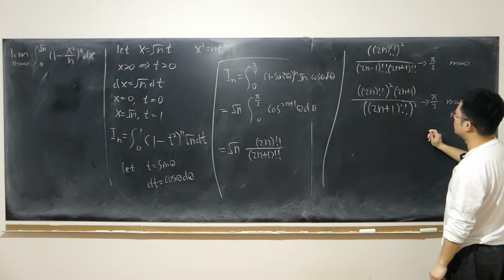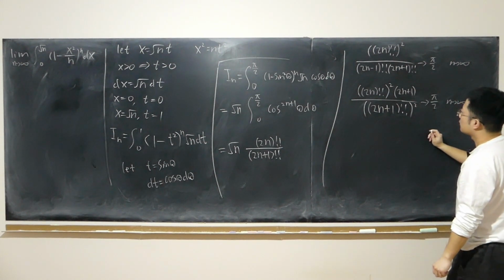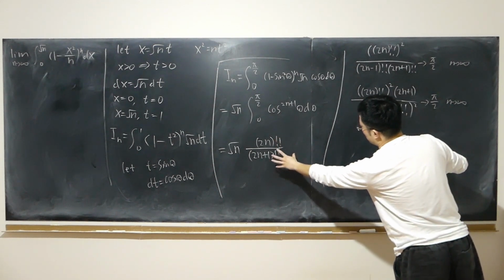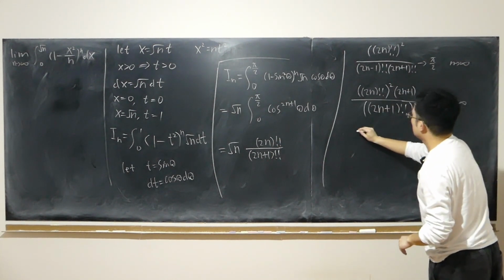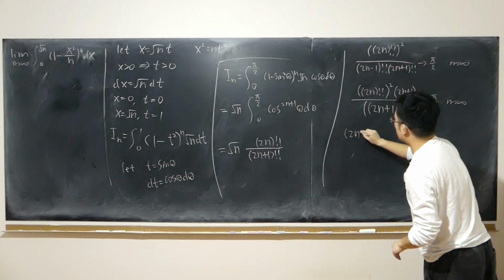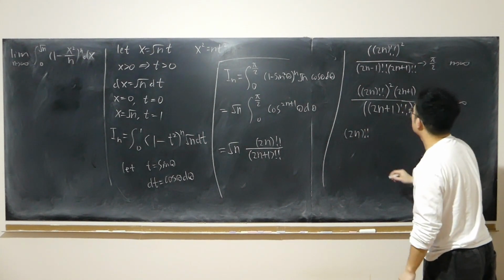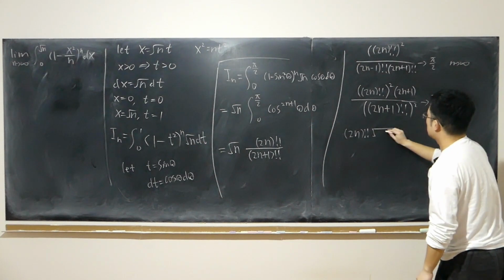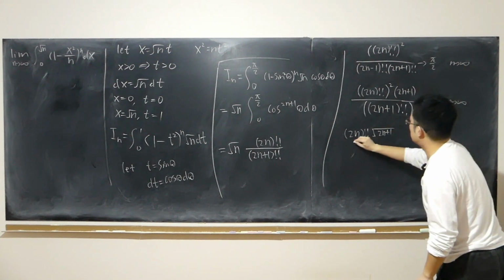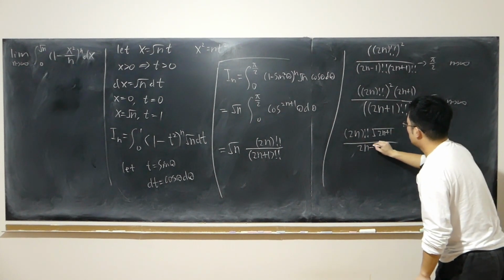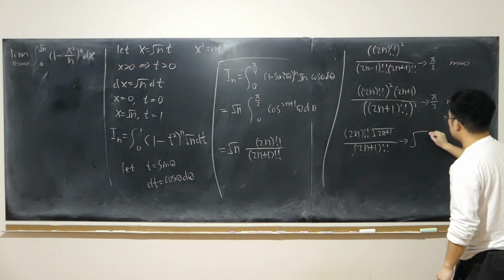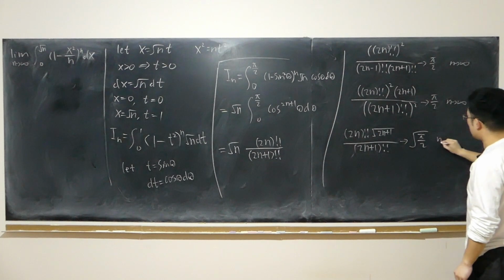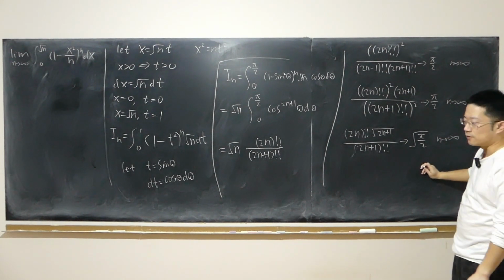So I'm looking to substitute this with something else. If I take the square root on both sides, I should have 2n double factorial times square root of 2n plus 1 over 2n plus 1 double factorial approaches square root of half pi as n approaches infinity, this time.